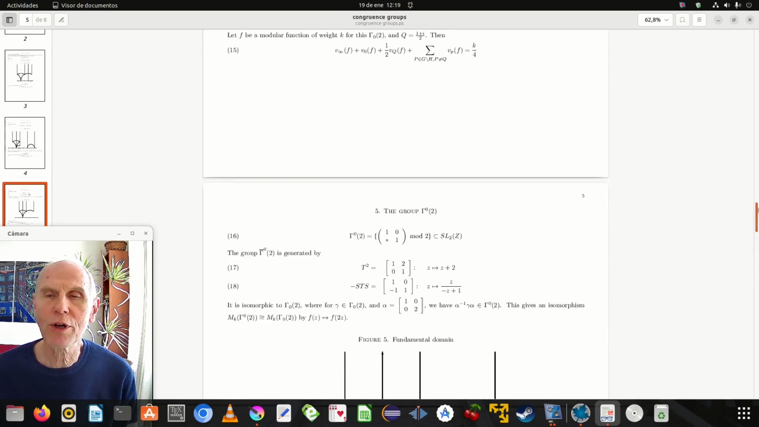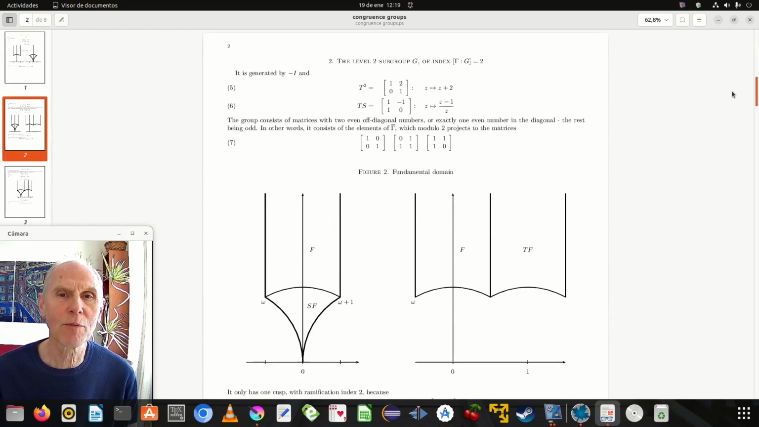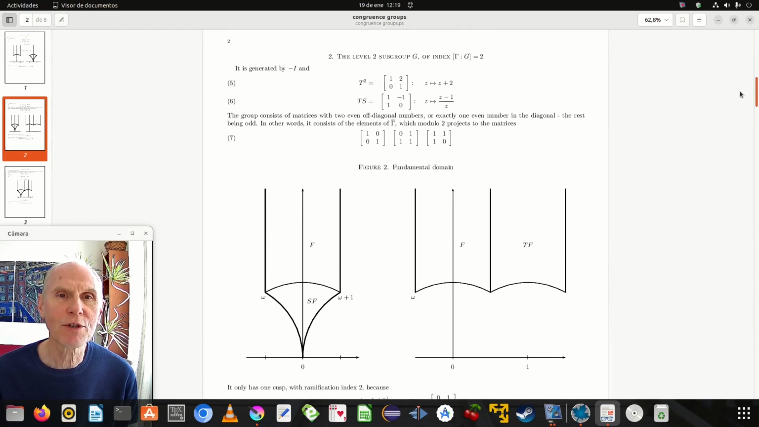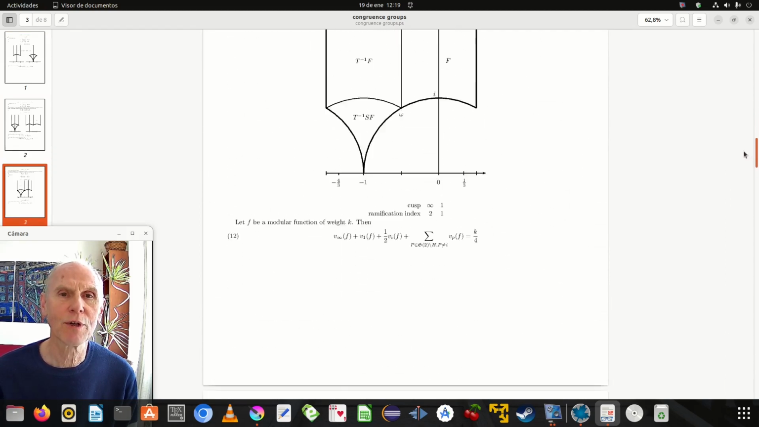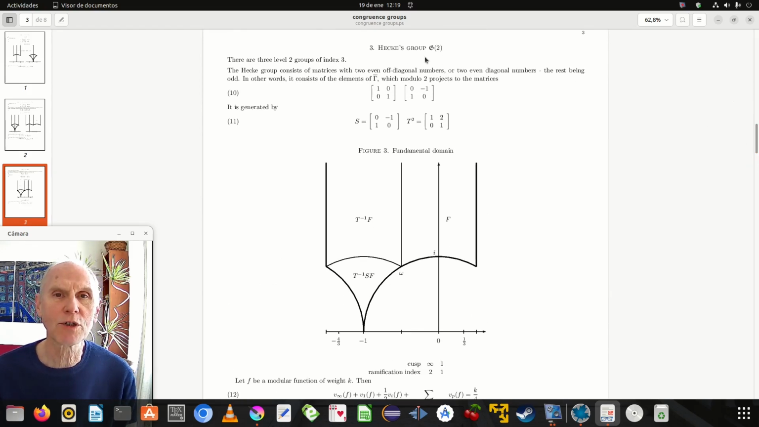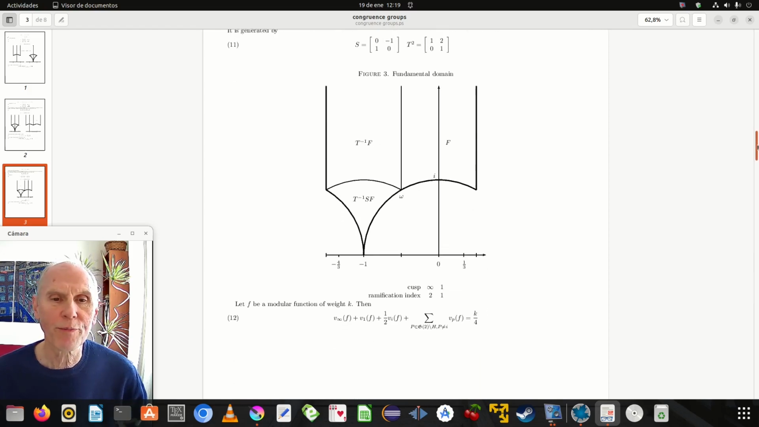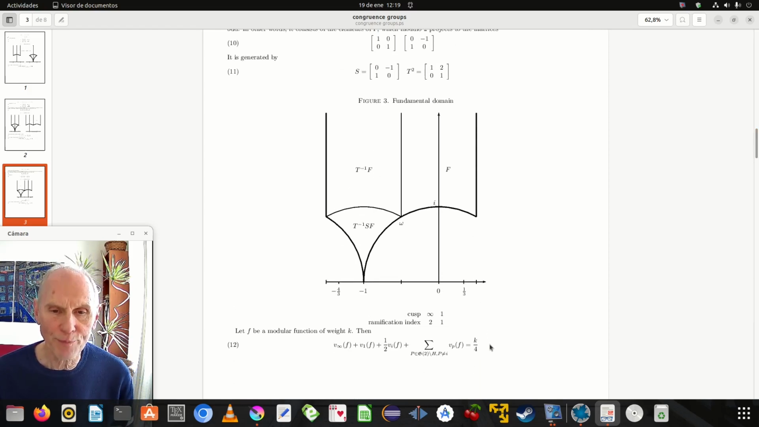repeating the work, going through the various subgroups of the full modular group, let's take this one, the Hecke subgroup, and then deriving the sums of the roots, or orders of the roots.